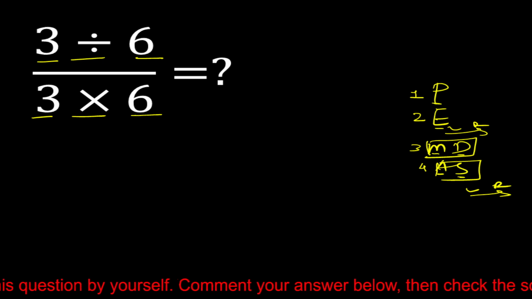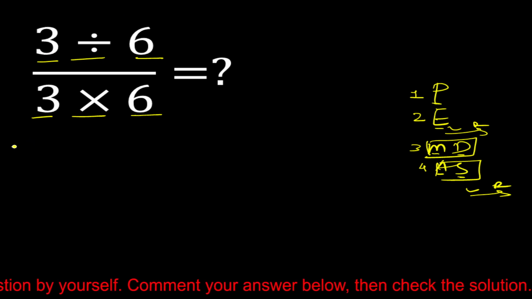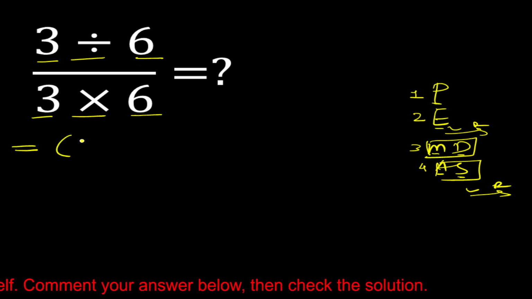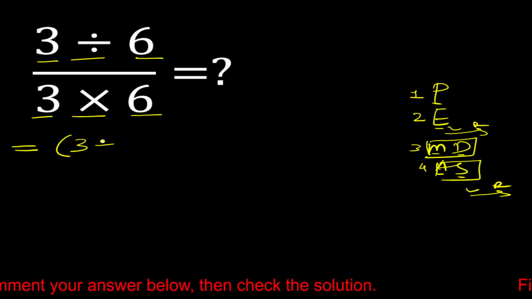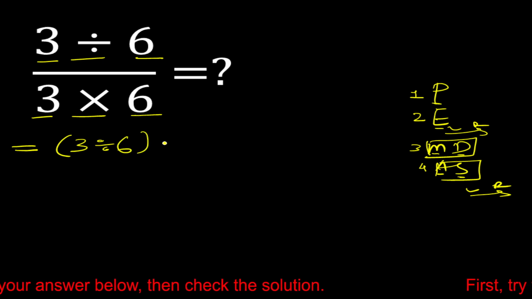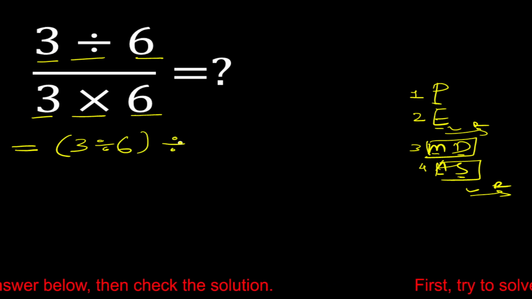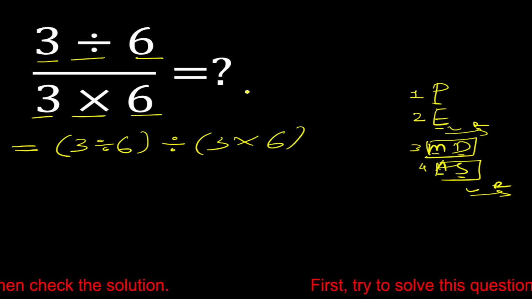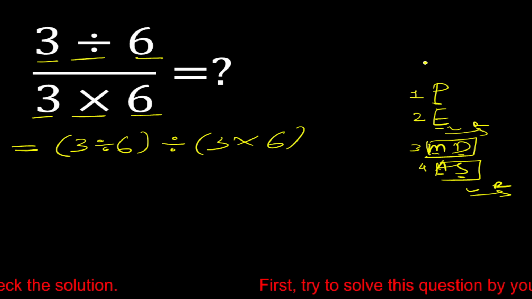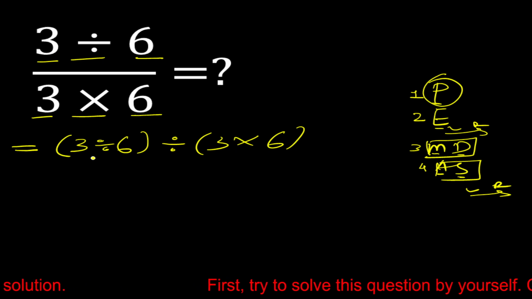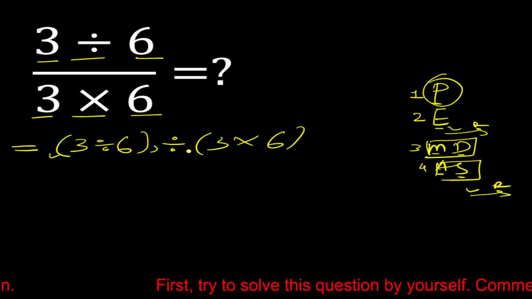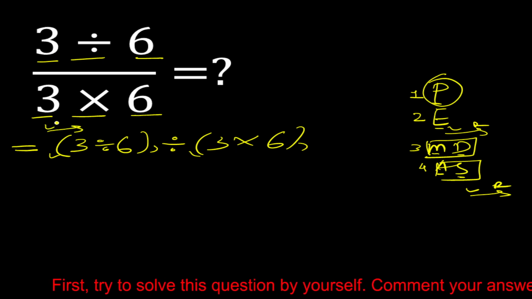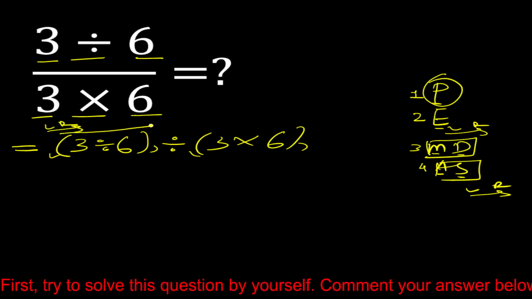Okay, so now 3 divide 6 can be written as 3 divided by 6, then its whole divide, the parenthesis 3 multiply 6. Okay, now according to the PEMDAS rule, first we have to solve parenthesis. So here is one parenthesis and here is another parenthesis. Both have equal priority, so we have to solve from left to right. So first we have to solve this parenthesis.